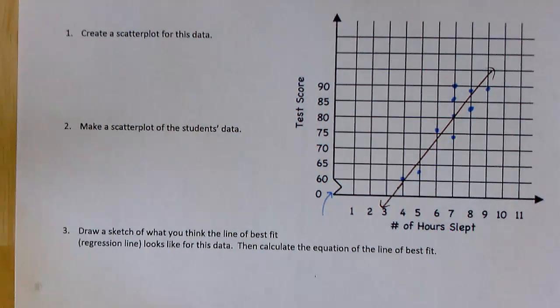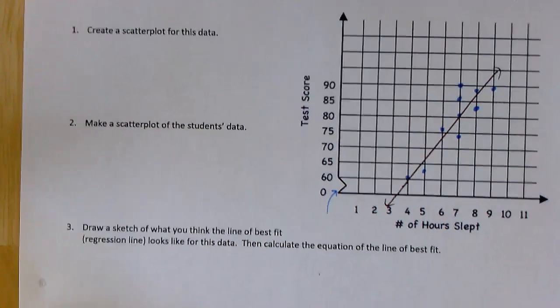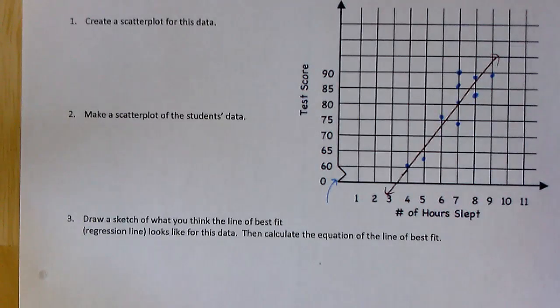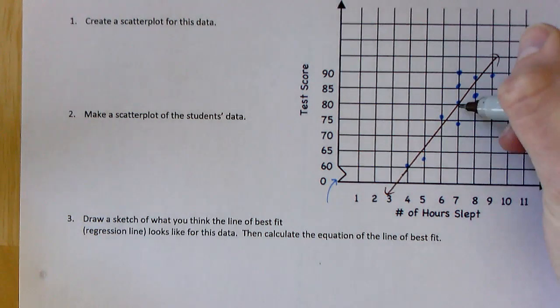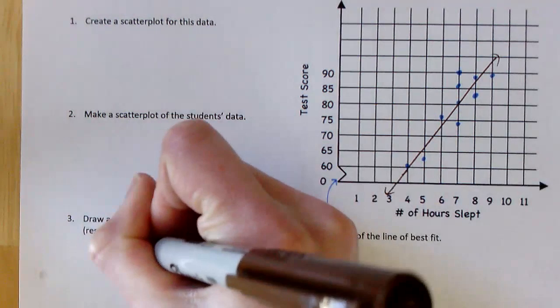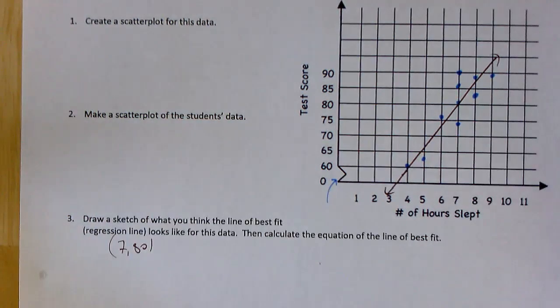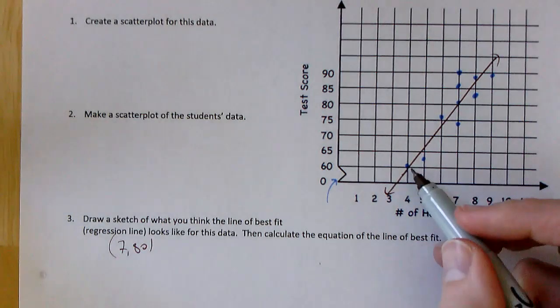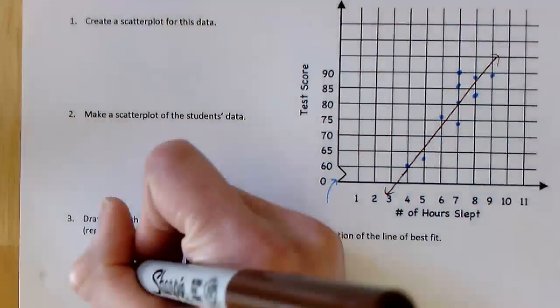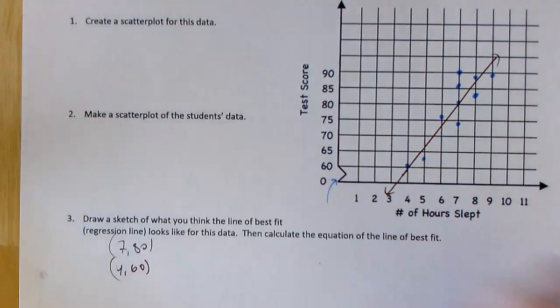All right, but before we do that, we're going to calculate the equation of this line of best fit. You know how to do this. We've done this a million times before. This is just making the equation of a line. So I want to choose 2 points that my line goes through. This one right here looks like it goes pretty well through the point (7, 80). So that's going to be my first point. And then I just want to find another one that looks like a good point. This one down here doesn't look too bad, right? (4, 60).